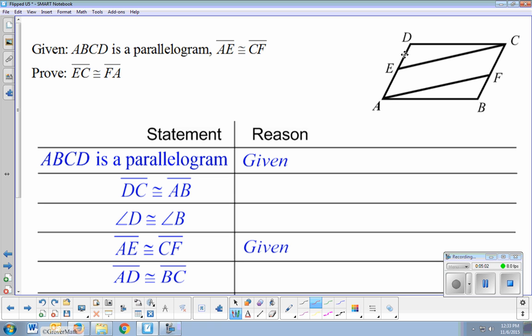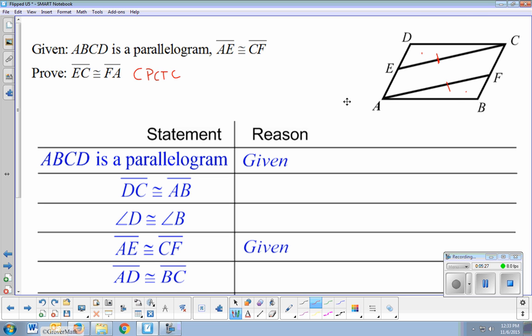So I'm trying to prove EC is congruent to AF, and the way I'm going to do that, those are not diagonals, by the way, because diagonals go from like A to C, not E to C. E is not one of my angles of the parallelogram. So I'm going to get CPCTC to do that for me, and that means I want to prove this triangle is congruent to this triangle.